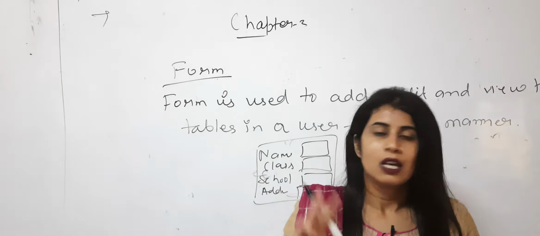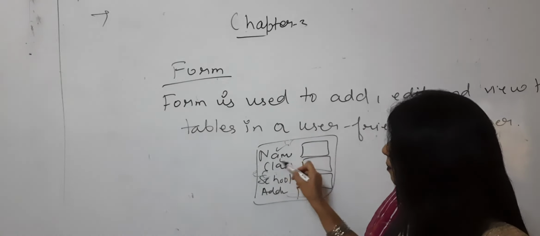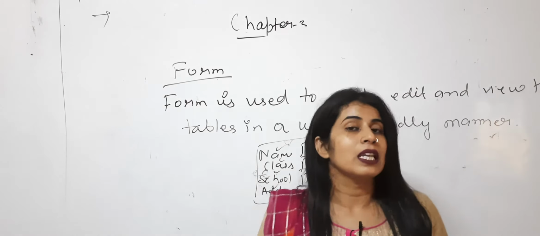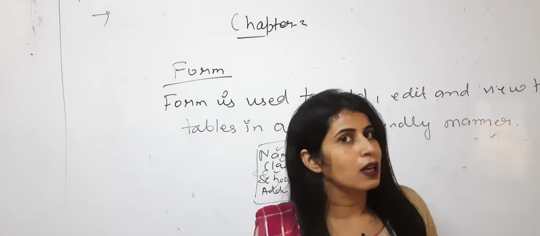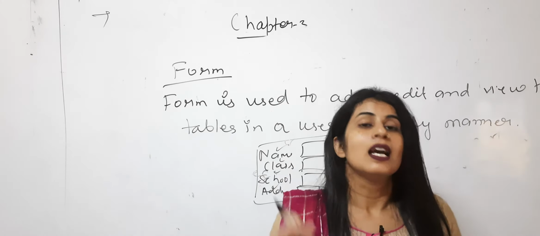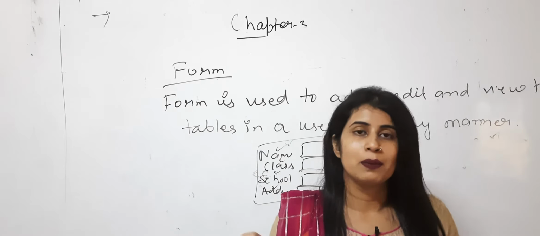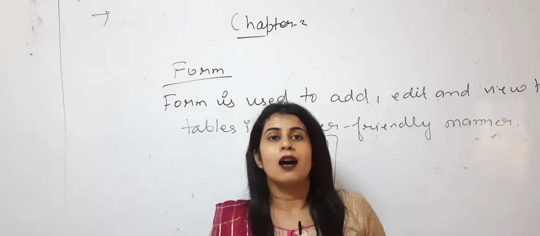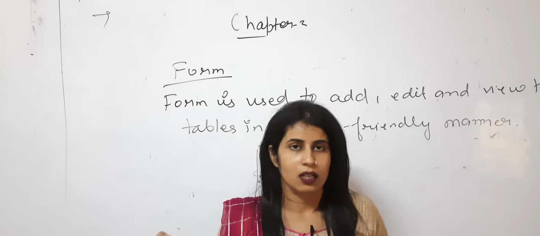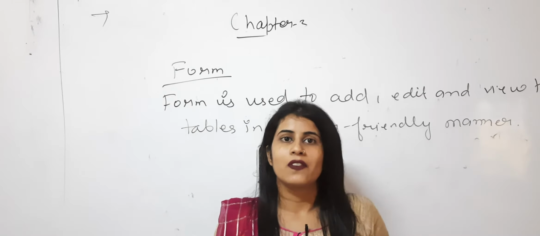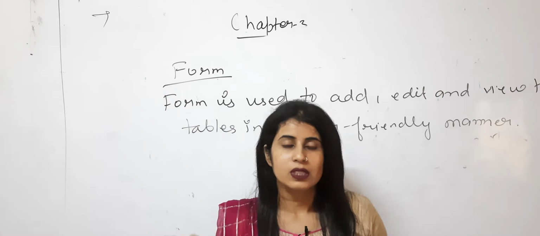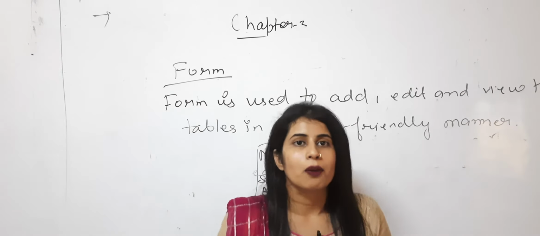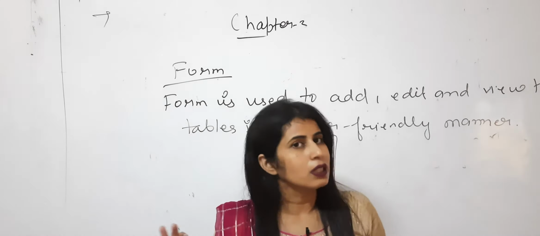Two things are there. Which columns, means name, class, school, address. I used these four columns. So how many columns I use to display on the form, and second is how I want to display, means what additional features I use to make it interesting, okay, so that everyone will pay attention to it. How can I change the background image? How can I add the formatting? So all these things I should clear.